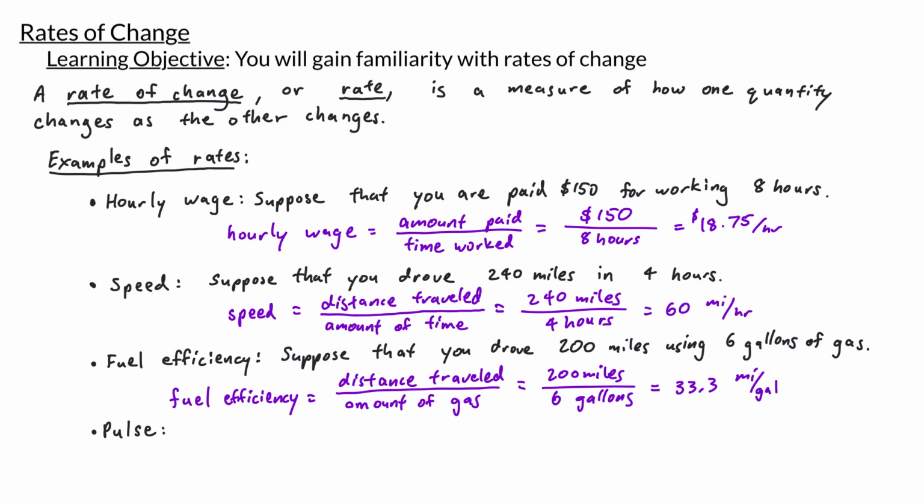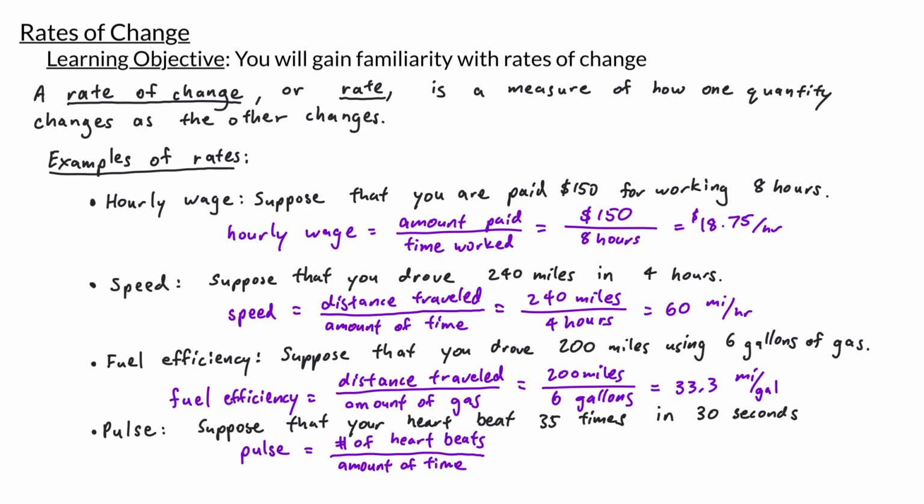Our last example of a rate that you might come across is your pulse. When you go to a doctor's office, your pulse is usually measured in terms of beats per minute. So the relevant quantities here are the number of heartbeats and time. This rate tells us how many times our heart will beat as time passes. Suppose that your heart beat 35 times in 30 seconds. Let's try to calculate our pulse.